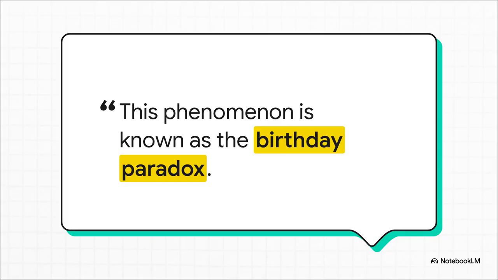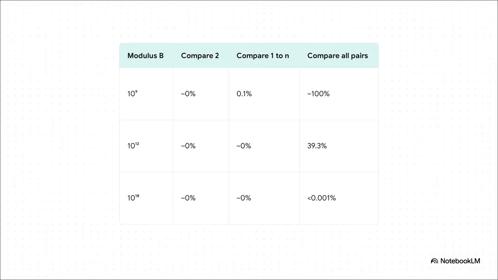It's a lot like the famous birthday paradox. If you have a room with just 23 people, there's already a 50-50 chance that two of them share a birthday. It's the same idea with hashing. As you generate more and more fingerprints, the odds of two of them matching by pure chance go up surprisingly fast. And this table just drives the point home perfectly. Take a look. If we're just comparing two strings, a modulus of about 1 billion is totally fine.